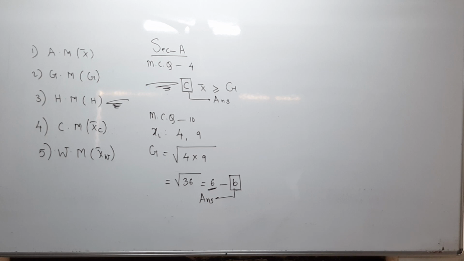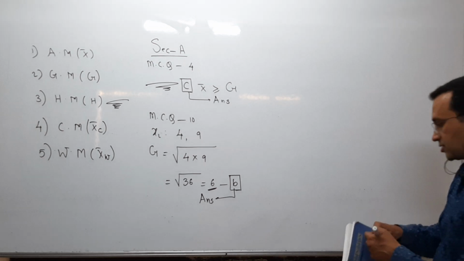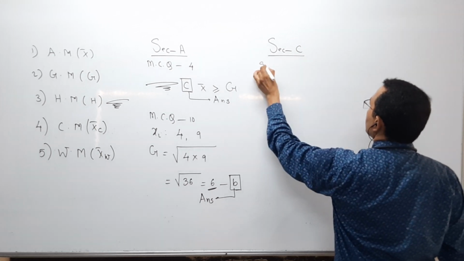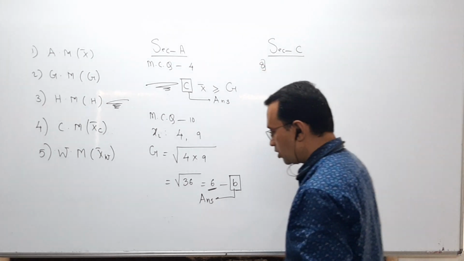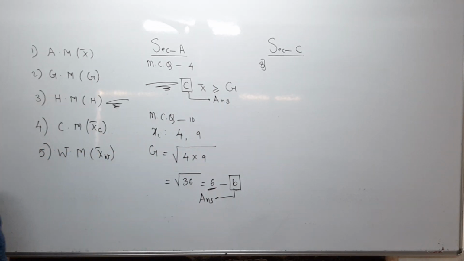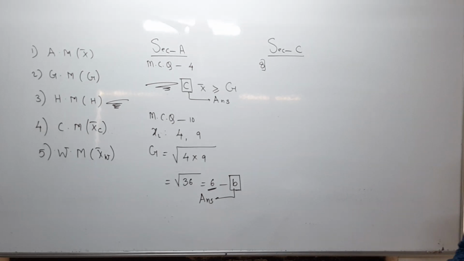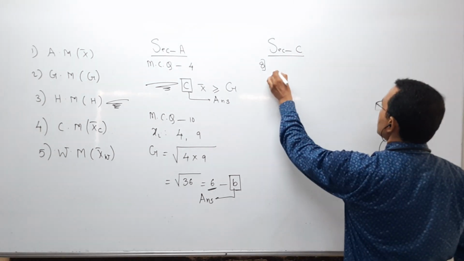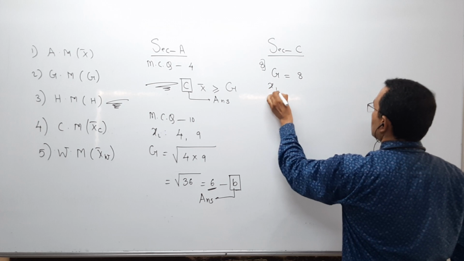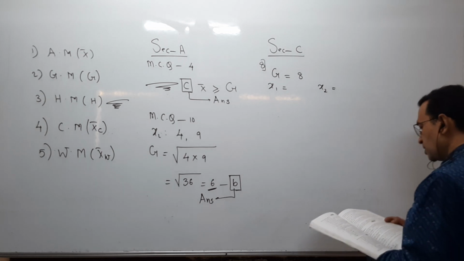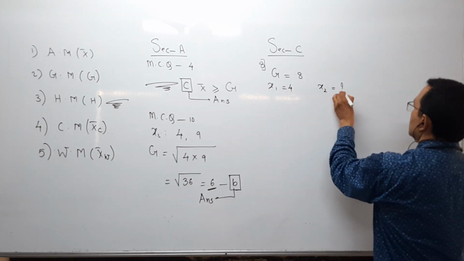Yes, section C, we are given some number 8. That question is also related to geometric mean. Okay, what is the question? Geometric mean of two numbers is 8. Okay, capital G is given as 8. Fine. Given numbers are say x1 and x2. Out of two numbers, one number is 4. Then find the other number.